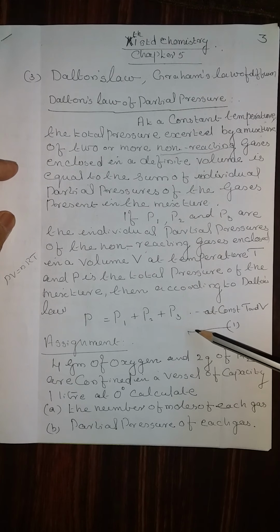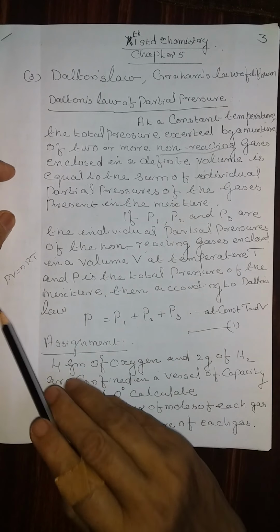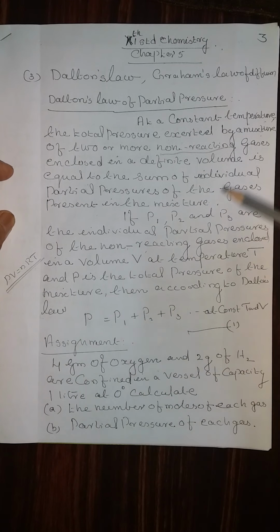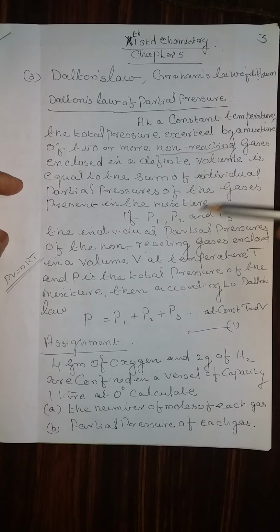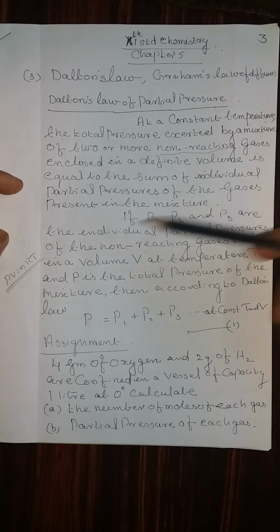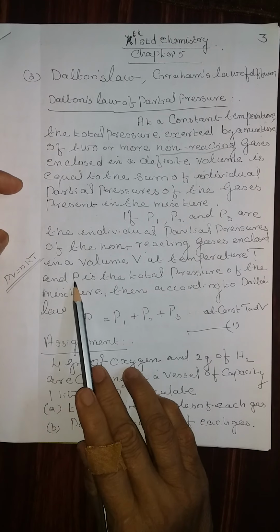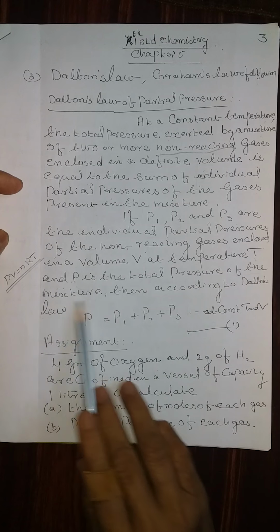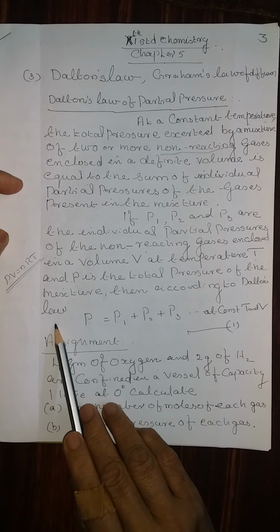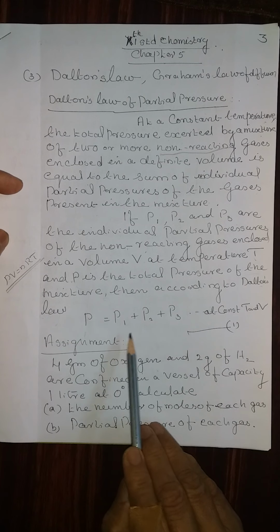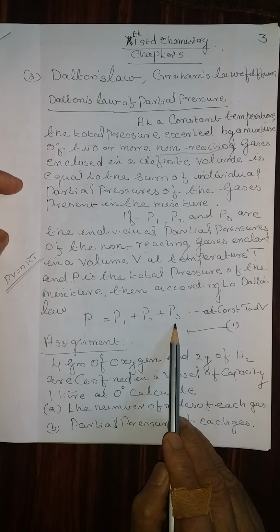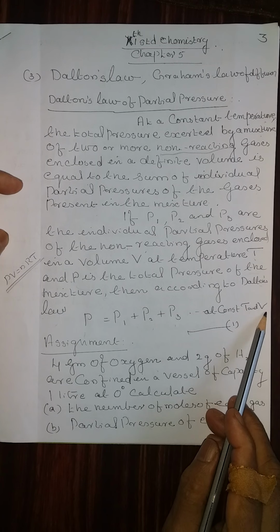Now, the mathematical expression. This pressure is given by the formula PV = nRT. You have to find out. If P1, P2 and P3 are the individual partial pressures of the non-reacting gases enclosed in a volume V at a temperature T, and P is the total pressure, then according to Dalton's law, P = P1 + P2 + P3 at constant temperature and volume.